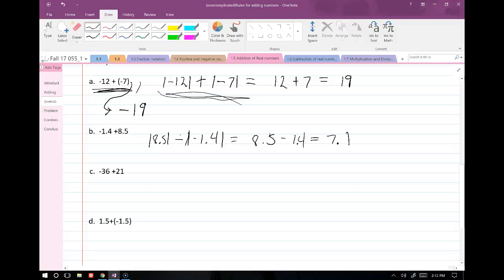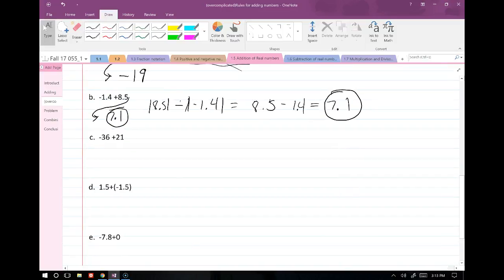What do you guys think? Positive, right? Because the positive number was the larger number. So clearly our sum is going to be positive. So this is our result, right? I'm going to draw a little arrow here. And this is our result, 7.1.